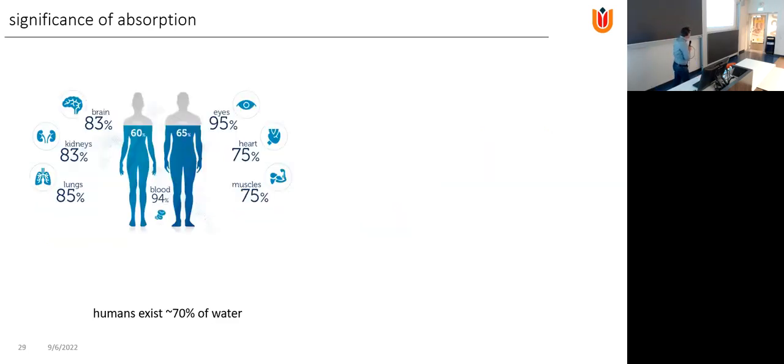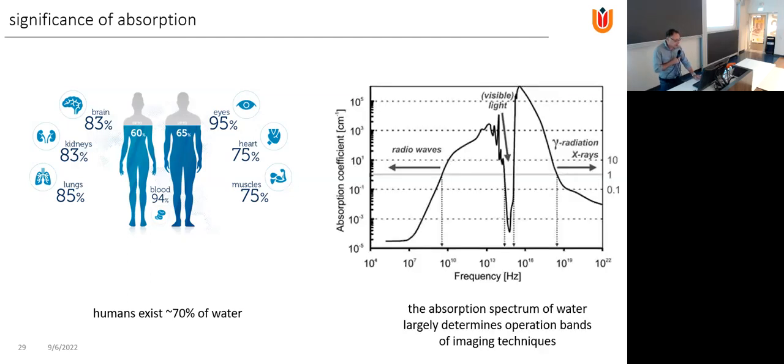So most of us consists of water. 70% of us is water. So it is reasonable to assume that the absorption properties of water are the important properties that govern how this electromagnetic radiation interacts with tissue. So if you now look at the absorption spectrum of water, in this case it is not on the wavelength axis but on the frequency axis.